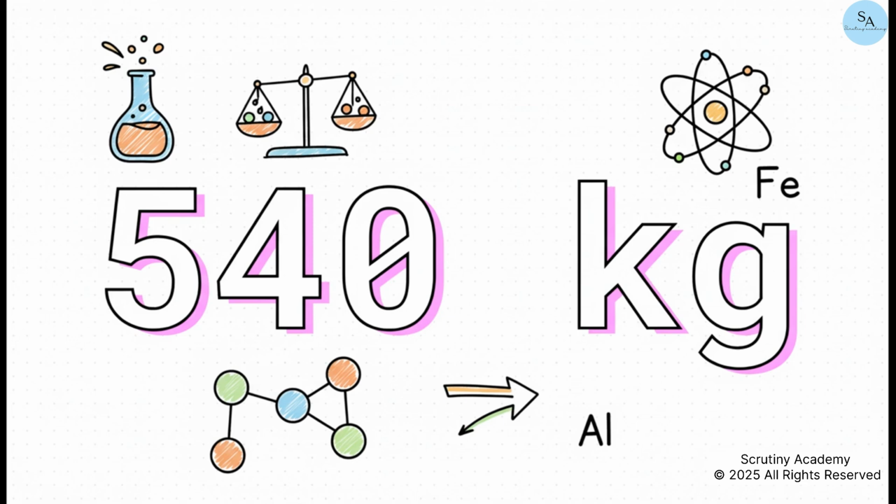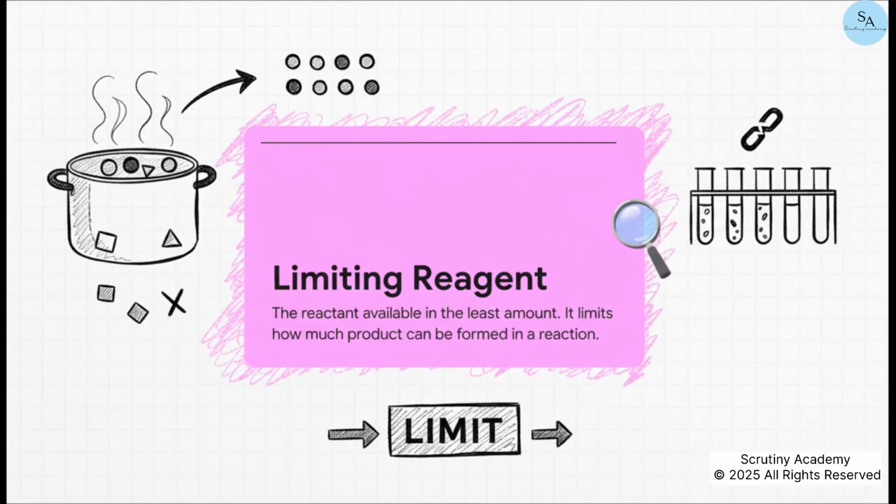See how powerful that is? Our balanced equation just let us predict the exact amount needed for a massive industrial process. But what happens if you run out of one of your ingredients? Well, that's called your limiting reagent. It's the reactant that gets used up first, and it basically shuts down the whole reaction. It limits exactly how much product you can possibly make.